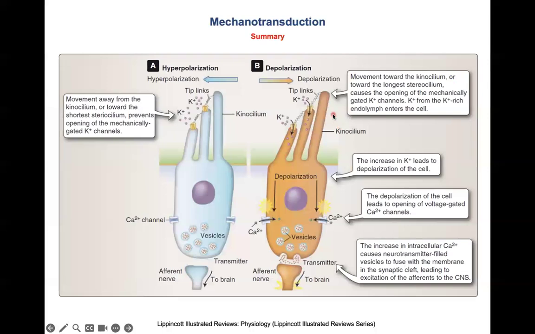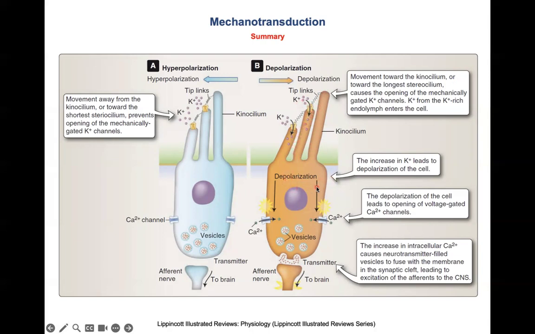Here we see again a summary. These are the cells. They get deflected. Here we have the tip links. They get also deflected. They get stretched. As we stretch the tip links, we open up the mechanosensitive potassium channels. Potassium goes into the cell.